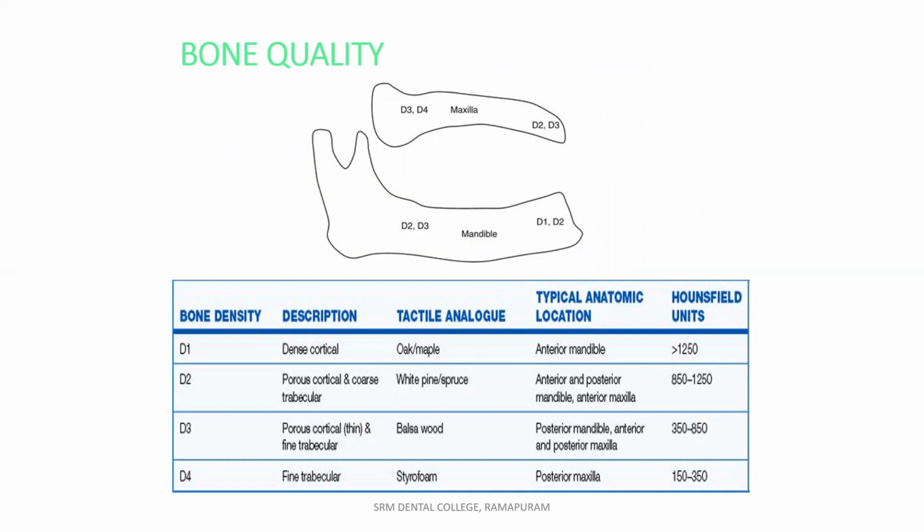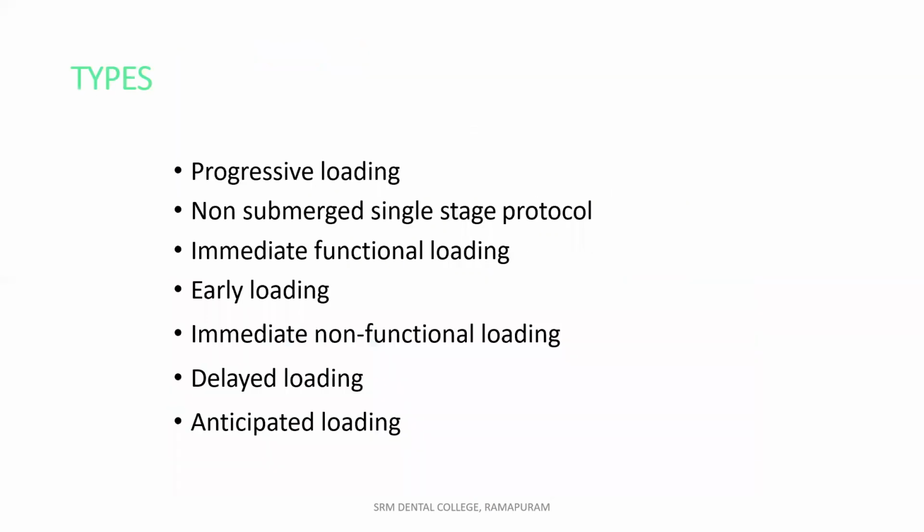The bone quality, the bone density, as we know, D1, D2, D3, and D4 bone. The D1 bone is dense cortical bone, which is usually present in the lower anterior mandibular region, most commonly, and D2 and D3 bone are commonly present in the posterior mandible and in the anterior maxilla. D4 bone, being the fine trabecular bone, is generally seen in the posterior maxilla.